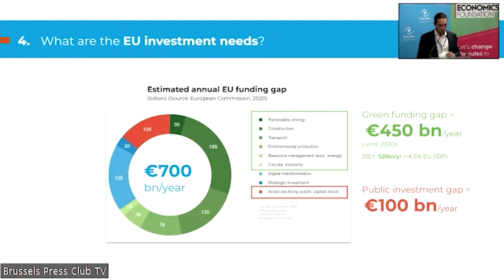If the state were a household, it would probably have to cut spending to be able to invest and to bridge this funding gap. But the state is not a household. As all this investment will benefit multiple generations, financing it via debt is the legitimate way to spread its costs among all the benefiting generations.